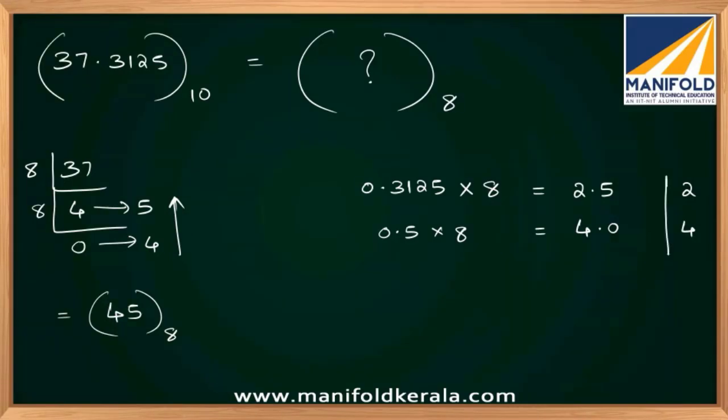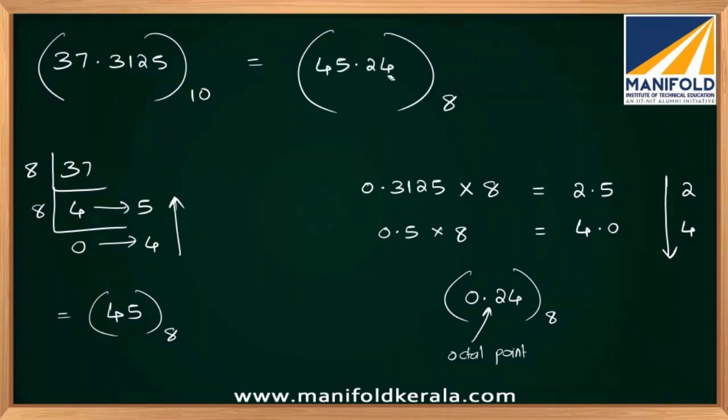And you have to read it from top to bottom. Right? And when you read it from top to bottom, this will be nothing but 0.24. It's an octal point. Not a decimal point. It's an octal point. So 8. So altogether, now you can combine this with this, right? Integer part and decimal part. This is 45.24 base 8, right? I hope this part is clear.